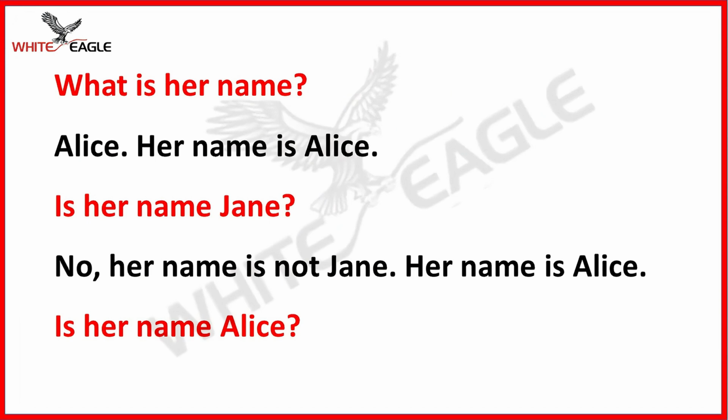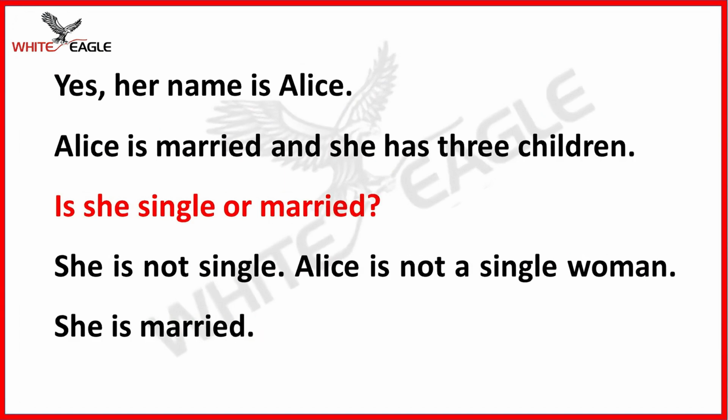What is her name? Alice. Her name is Alice. Is her name Jane? No, her name is not Jane. Her name is Alice. Is her name Alice? Yes, her name is Alice. Alice is married and she has 3 children.